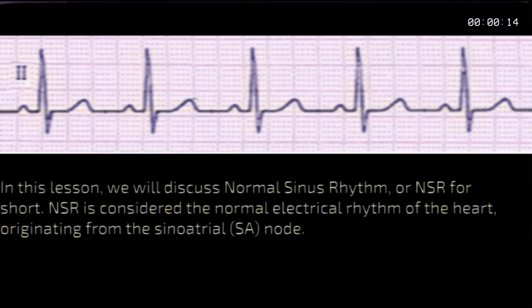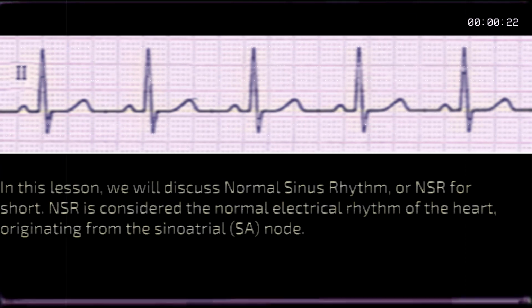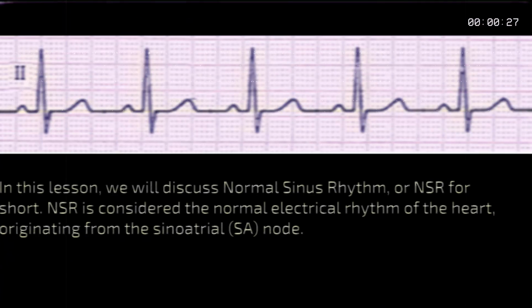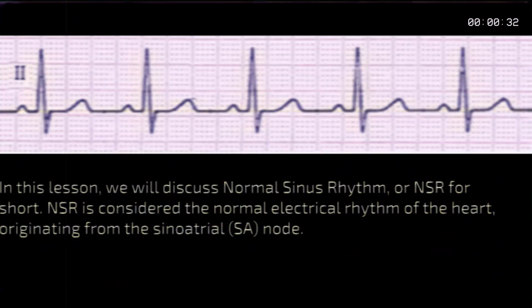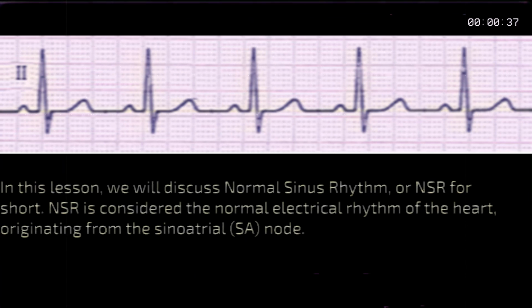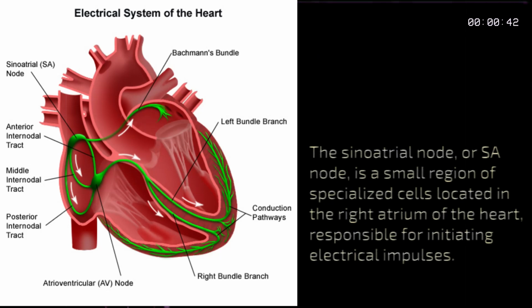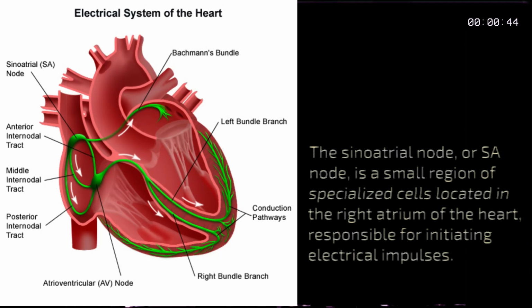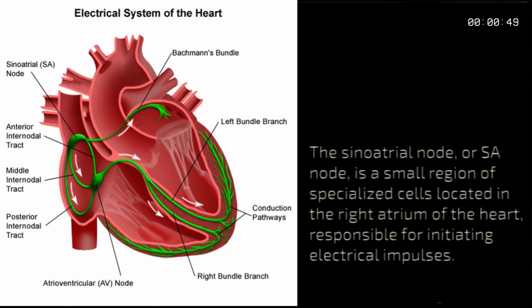In this lesson, we will discuss normal sinus rhythm, or NSR for short. NSR is considered the normal electrical rhythm of the heart, originating from the sinoatrial (SA) node. The sinoatrial node, or SA node, is a small region of specialized cells located in the right atrium of the heart, responsible for initiating electrical impulses.